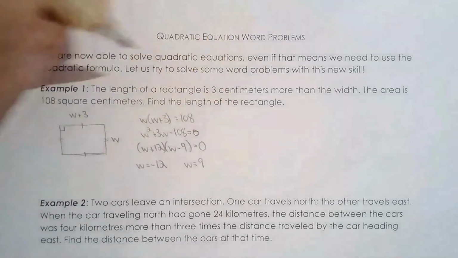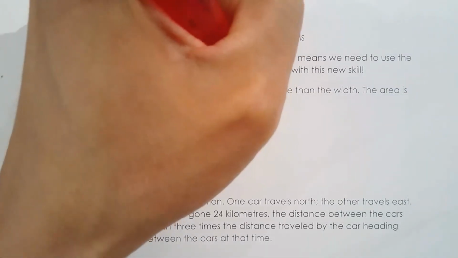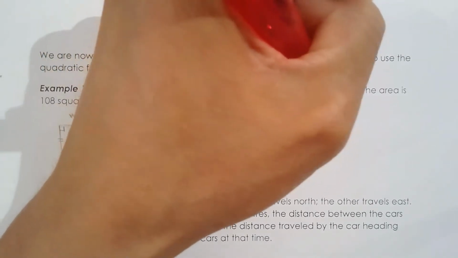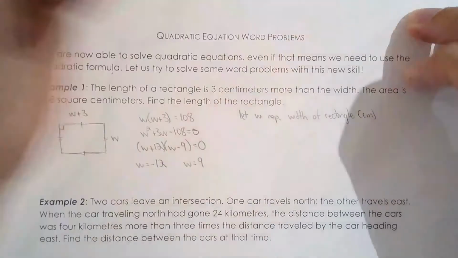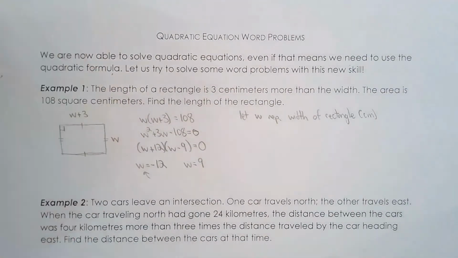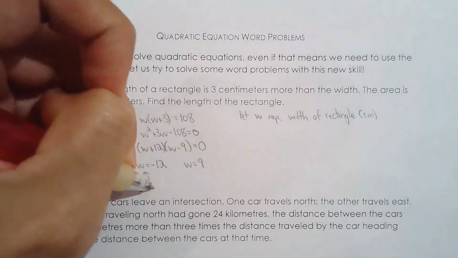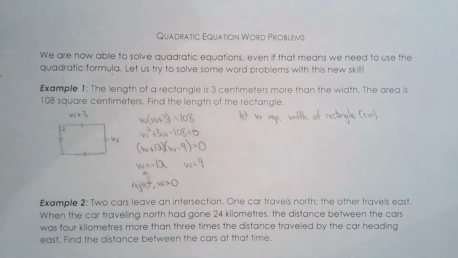Now I forgot, we made an equation here, so let's do a let statement, just like in the first unit. Let W represent the width of the rectangle, in centimeters. Negative 12 makes no sense, so we're going to say inadmissible, or reject, because the width has to be greater than 0. I can't have a dimension which is 0 or negative. So if that's the case, reject that. So we have one great solution.